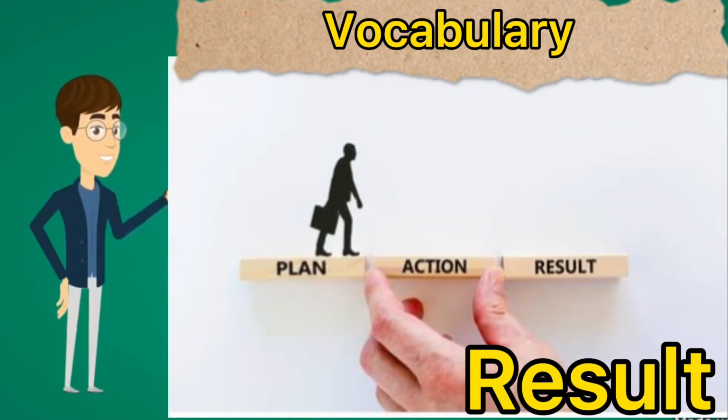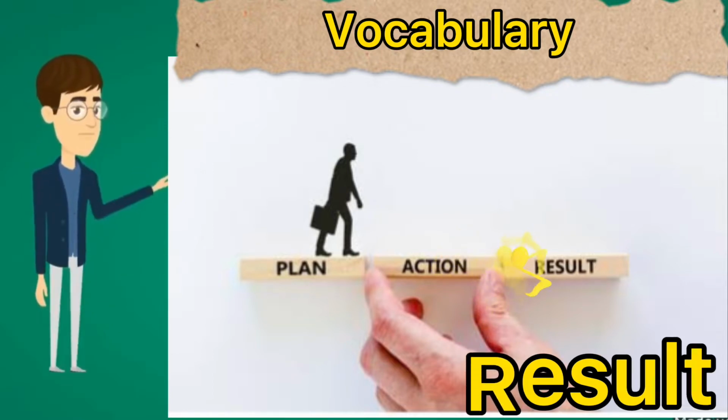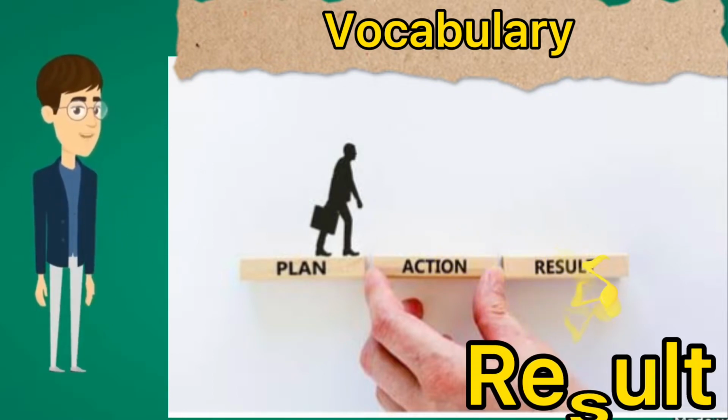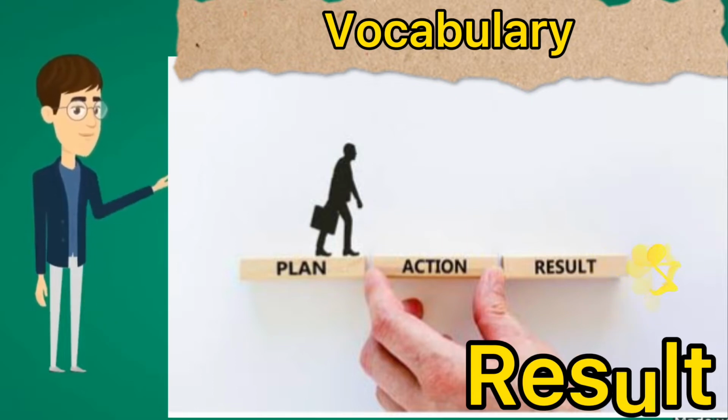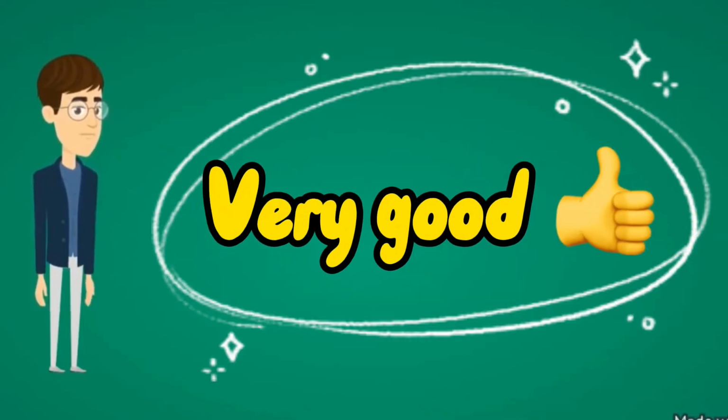Our third vocabulary word is result. Now, let's spell the word result. It's R-E-S-U-L-T. Result. Very good.